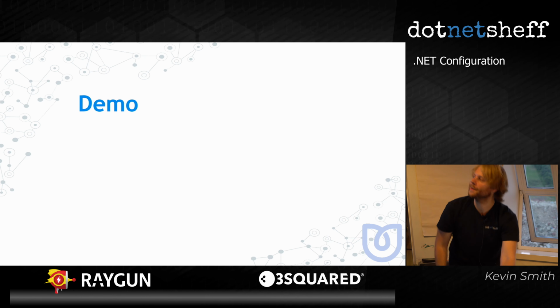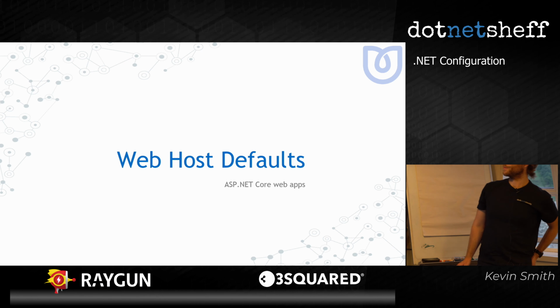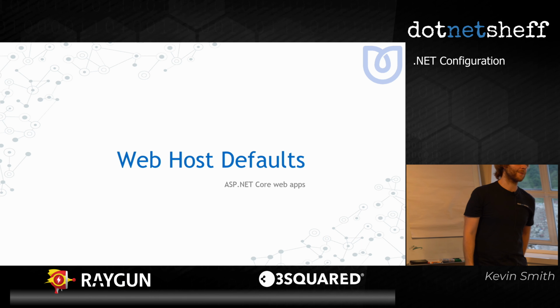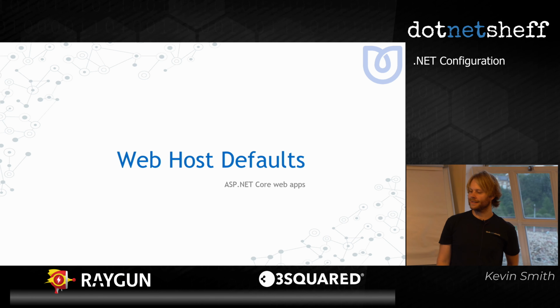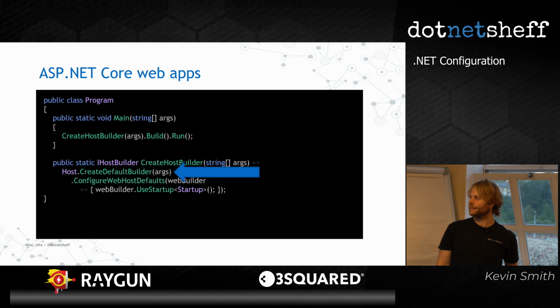So moving on, web host defaults. Most people are creating web apps these days, and web APIs and things like that. So .NET has a bunch of default configurations that it provides to you when you create a template. And one of these is in the Program.cs. One of our files looks like this, and it has this Host.CreateDefaultBuilder. This does loads and loads of stuff under the hood for setting up your application for you.